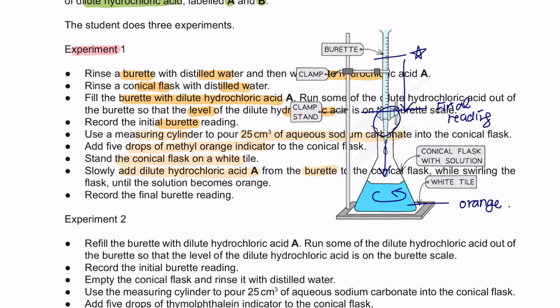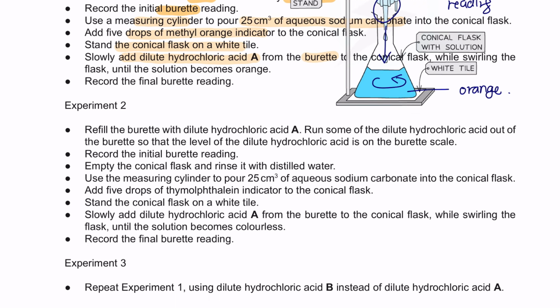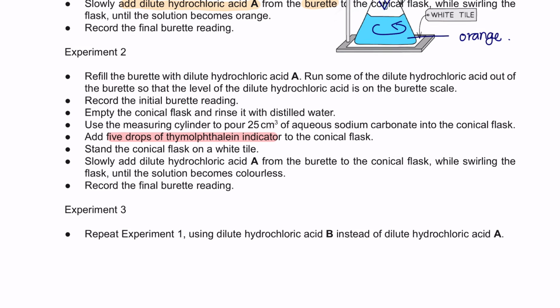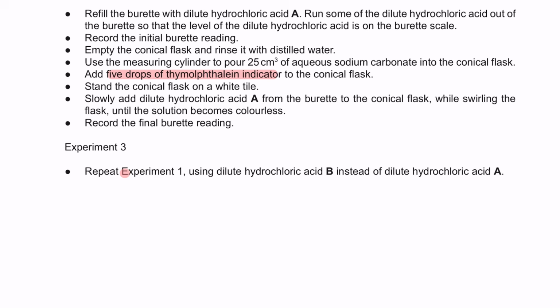burette reading. And then in experiment 2, we're going to perform the same exact experiment with the same acid. The only difference here is that we're going to use 5 drops of thymolphthalein indicator instead of methyl orange indicator. And for experiment 3, we're going to repeat experiment 1, but instead we're going to use dilute hydrochloric acid B.